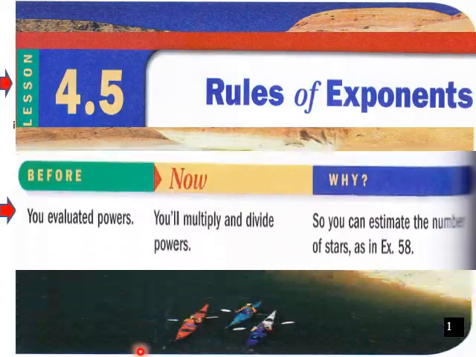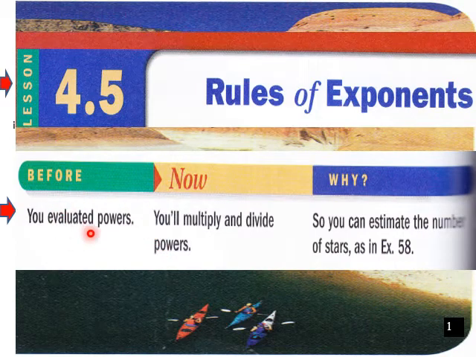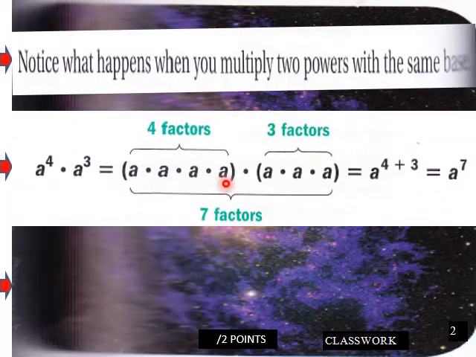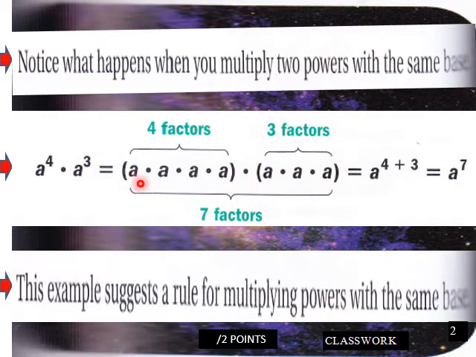Okay, into our lesson today, you evaluated powers. You will multiply and divide. So what we have here is, notice what happens when you multiply two powers with the same base. So we have a to the 4th times a cubed. So here's a to the 4th, here's a cubed. We just add our exponents here. So this quantity here would be a to the 7th. We have 7 factors of a.